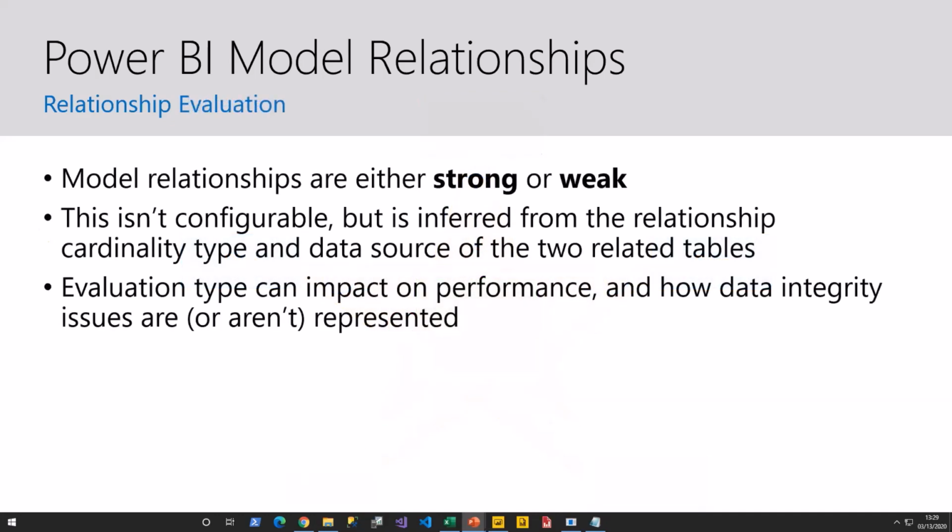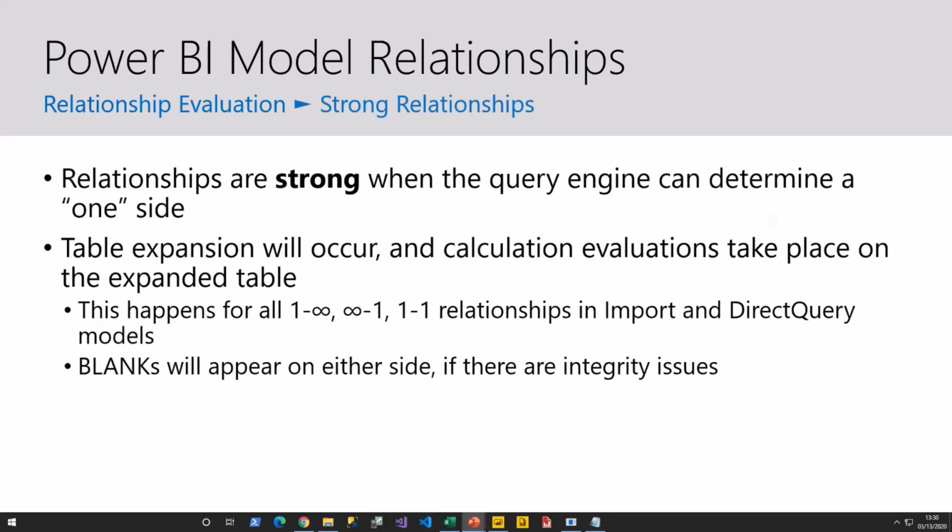Next topic. Now, this presentation gets a lot of theory out of the way, and then I'm going to come back to a big demonstration that covers most of what I've introduced here. So the next topic comes down to the evaluation of relationships, of which they're either strong or weak. This is not a configurable property. It's actually inferred from cardinality type and also the data source of the related tables. The evaluation type can impact on performance, and also there could be integrity issues that might cause problems in your report. Let me explain.